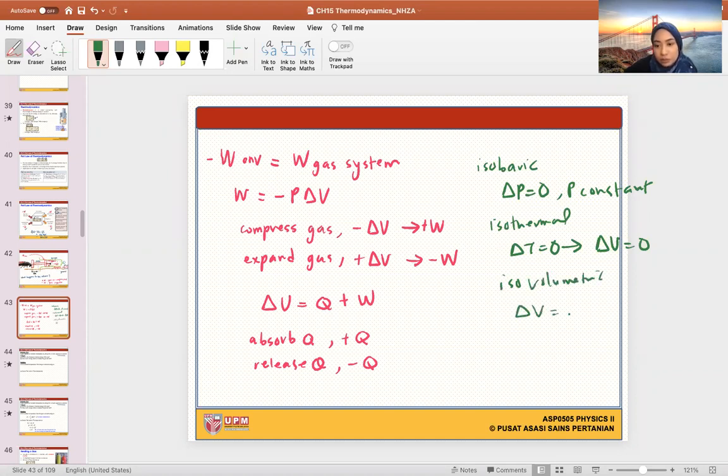Delta V is equal to 0 because volume is constant. When volume is constant, we know from this equation that W equals 0. And then let's rearrange the equation for the first law of thermodynamics too.